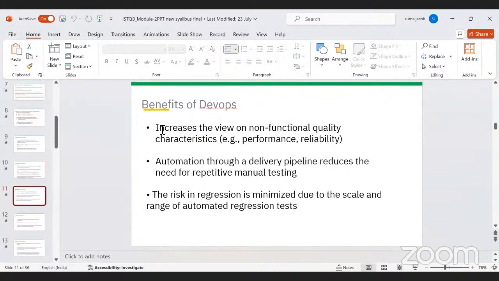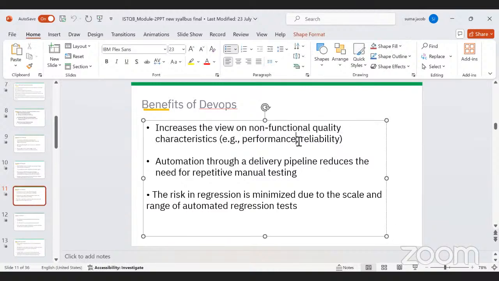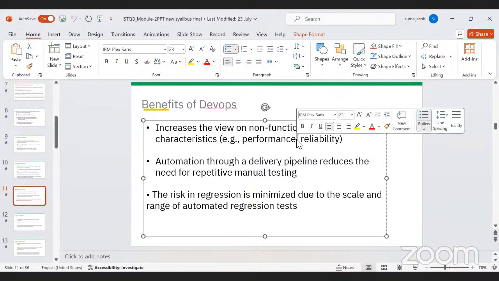A few other benefits are an increased view on non-functional quality characteristics like performance and reliability. So what is performance testing? What is performance testing?